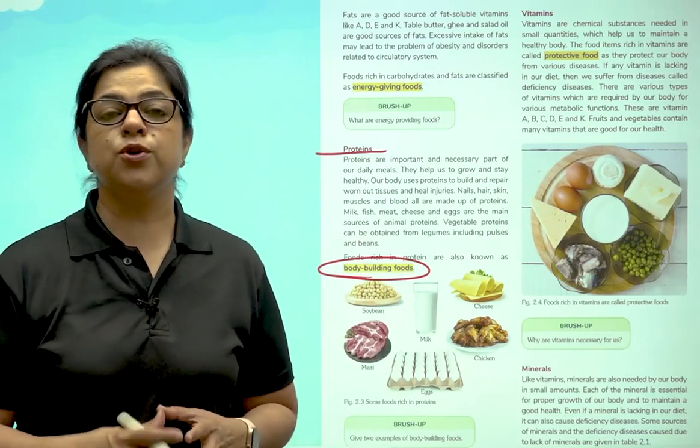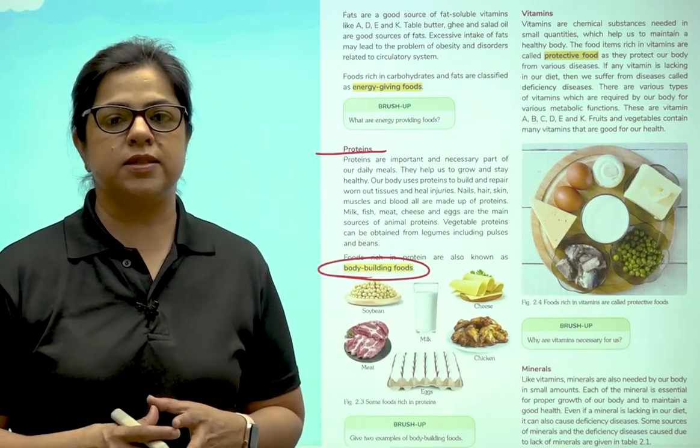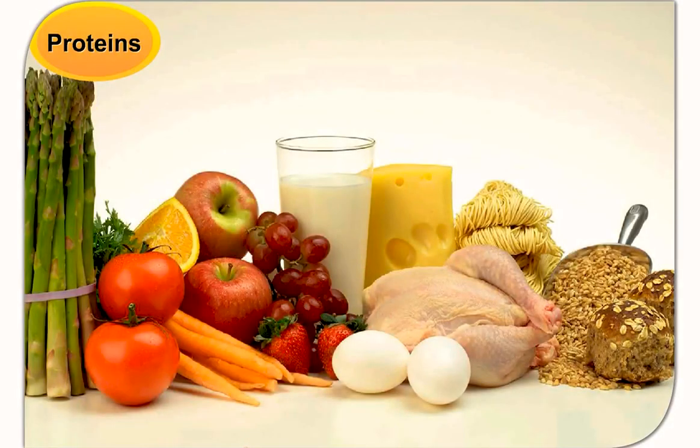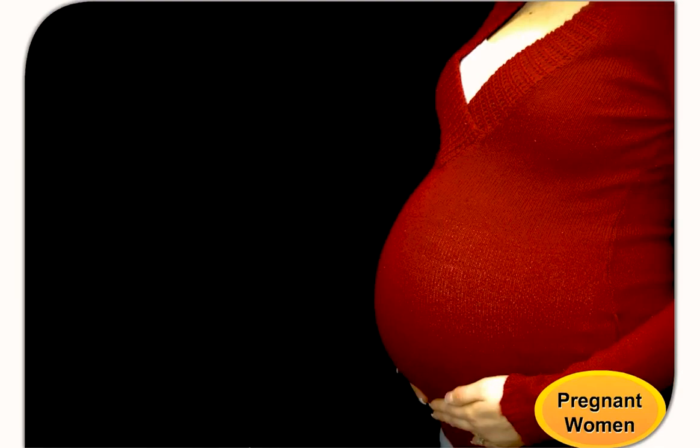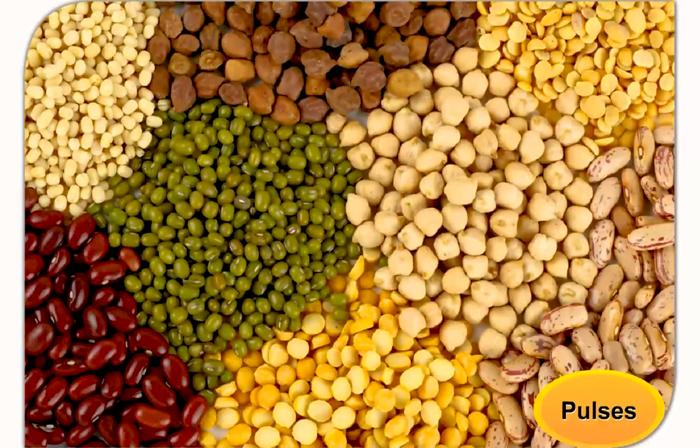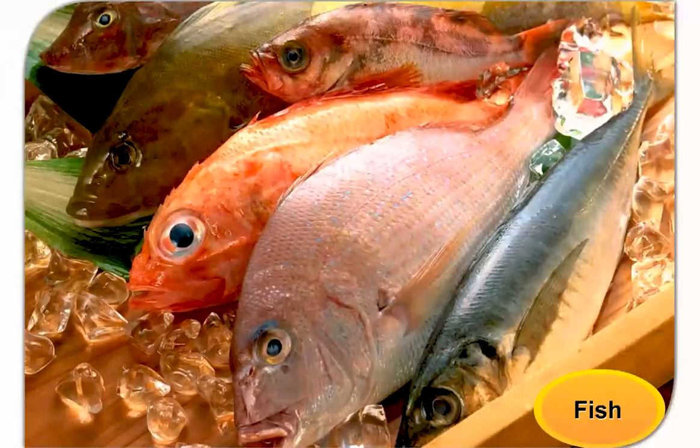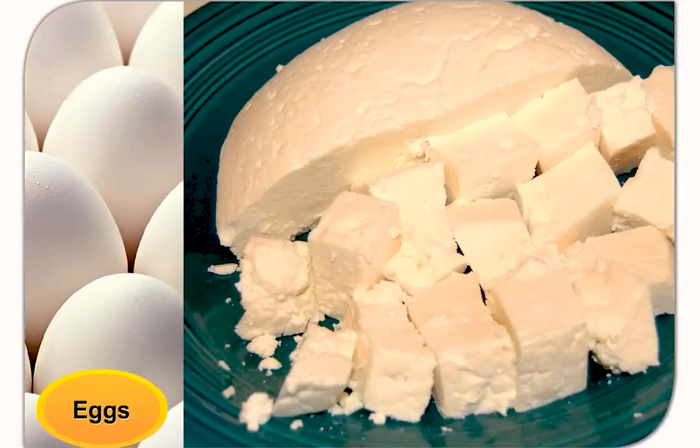Let us watch a video to understand more about proteins. Proteins are bodybuilding foods. They are necessary for the growth of body, to repair worn out cells. Growing children and pregnant women require more proteins. Pulses, meat, fish, eggs and paneer are rich in proteins.